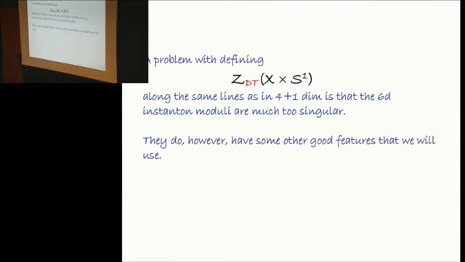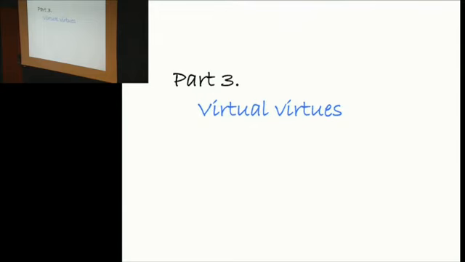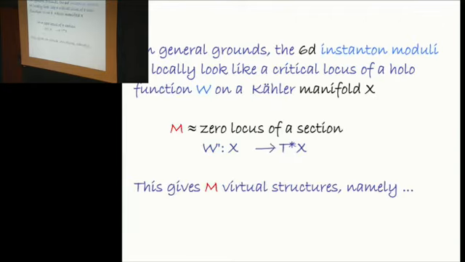So the point is that to actually mimic what's done in 4+1 dimensions, we're not going to do that, but we'll use some other features of this instanton moduli space. The features we're going to use have to do with this instanton moduli space having a virtual class. I'll explain in a second what this means. This is a very long subject, and I'm going to gloss over all credits and details and just give you the final result.